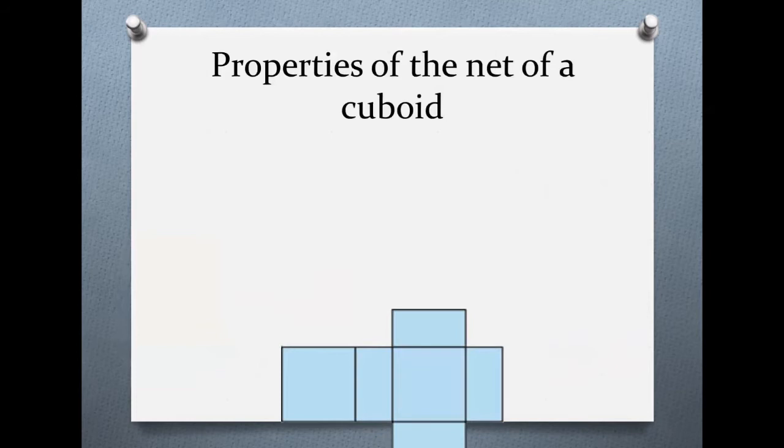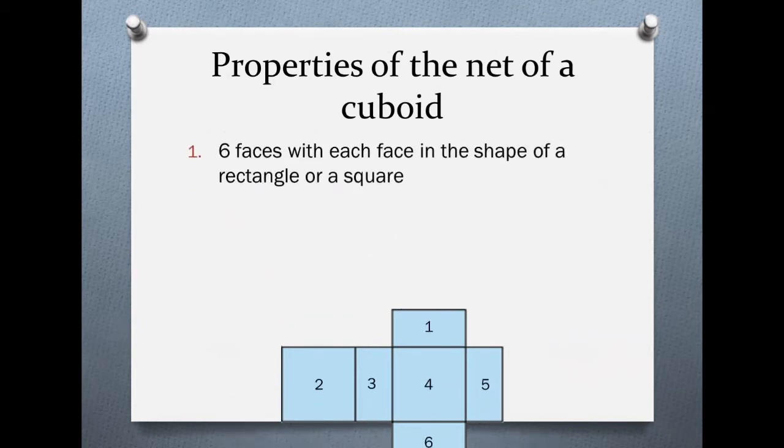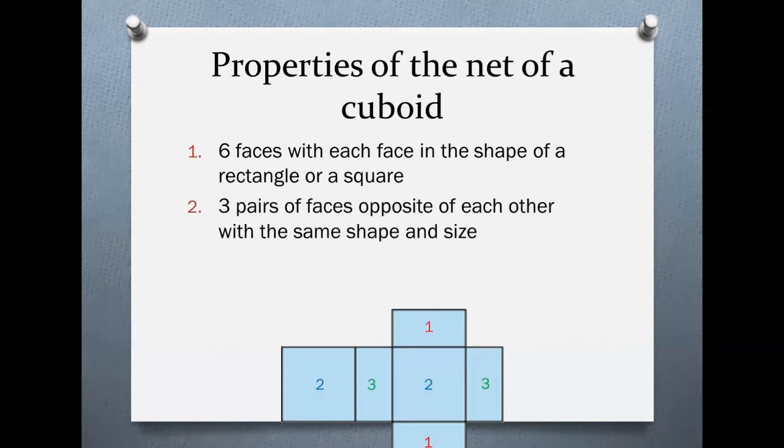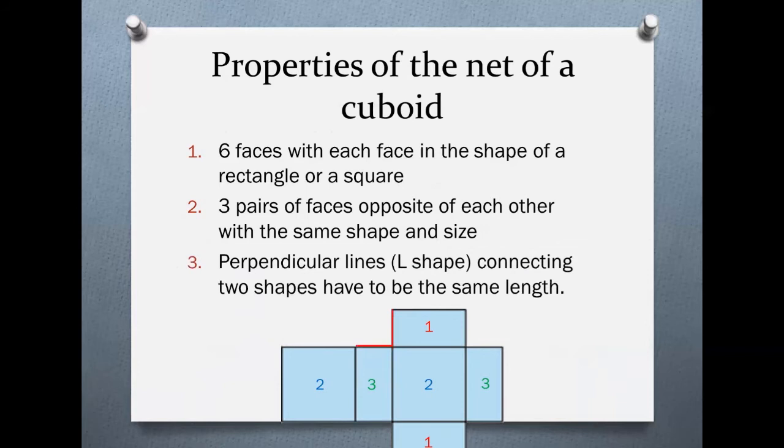In order for the net of a cuboid to be correct, it has to have the following 3 characteristics. Number 1, it has to have 6 faces with each face in the shape of a rectangle or a square. Number 2, the 3 pairs of faces opposite of each other have to be the same shape and size. And lastly, the perpendicular lines connecting 2 shapes have to be the same length.